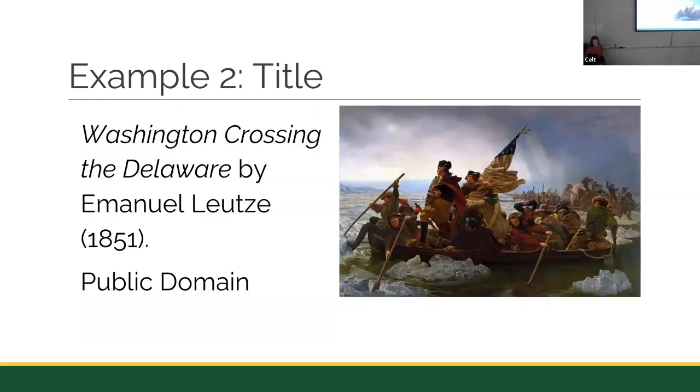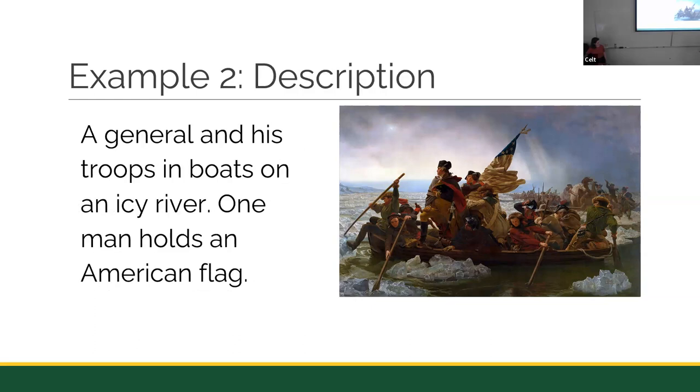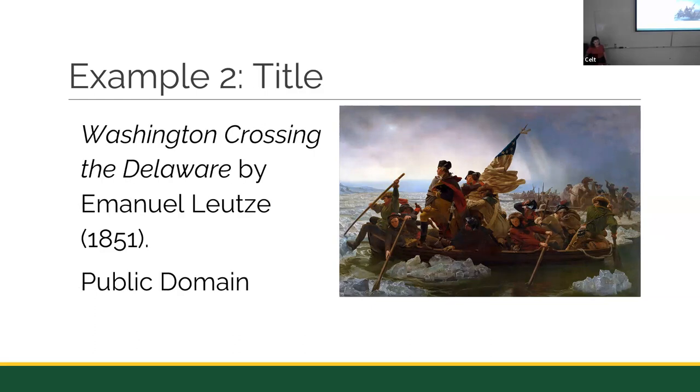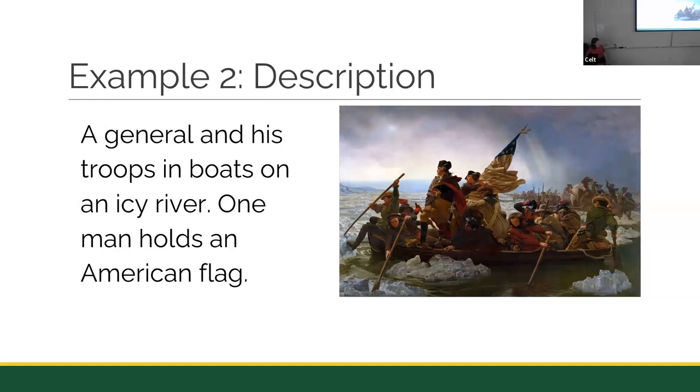Another example, we have Washington Crossing the Delaware by Emmanuel Leutze, 1851. And this was taken from public domain. That's what it is. It doesn't give us any indication of what's in the actual image, but it tells us what the image is. So again, more specific, if this was being used to demonstrate, I don't know, some sort of wartime something or other in an article, instead of simply giving the name of the piece of art, we may want to describe it. So we could say General Washington and his troops in boats on an icy river, one man is holding an American flag. That gives us a much better visual of what is actually taking place or what is happening in the element.